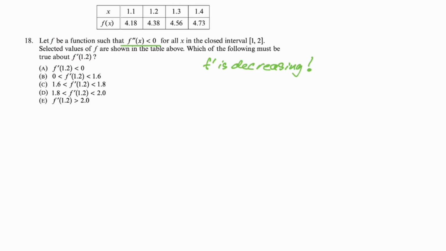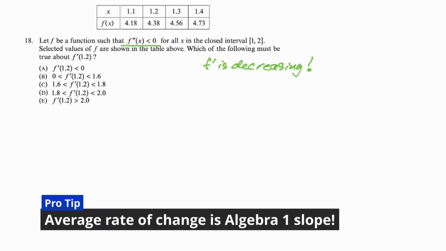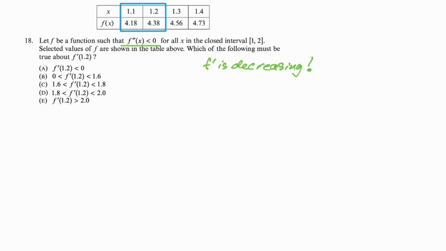Now, using the table, I can look at average rates of change on intervals immediately to the left and immediately to the right of this point. So I'm going to look at 1.1 to 1.2. Average rate of change is algebra 1 slope. So I'm going to do f of 1.2 minus f of 1.1 over 1.2 minus 1.1. That's 4.38 minus 4.18, which is 0.2, over 0.1, which gives us 2. So our average rate of change on 1.1 to 1.2 is 2.